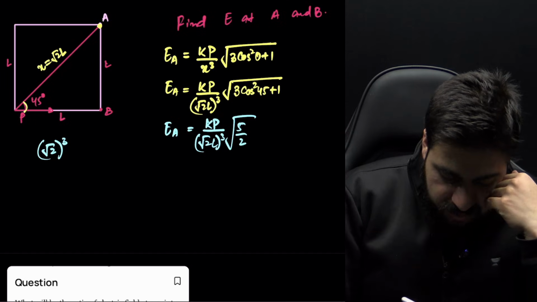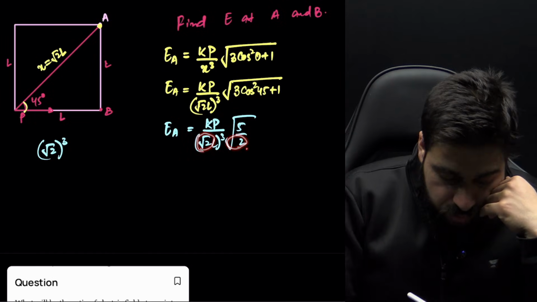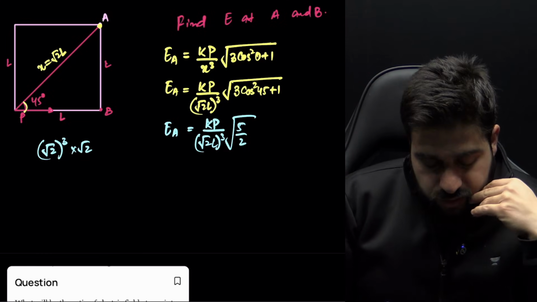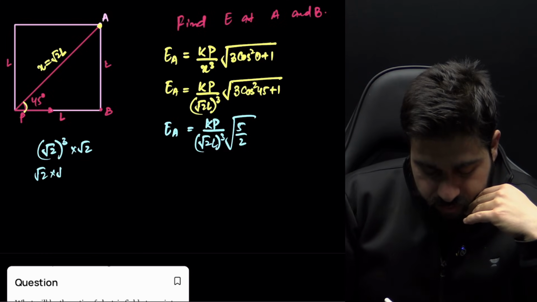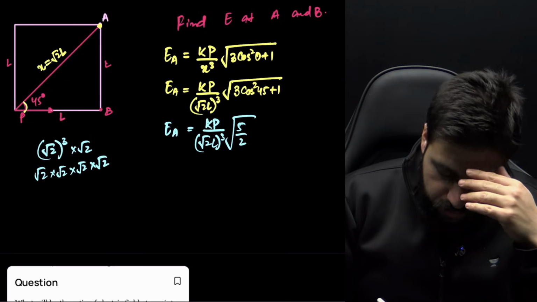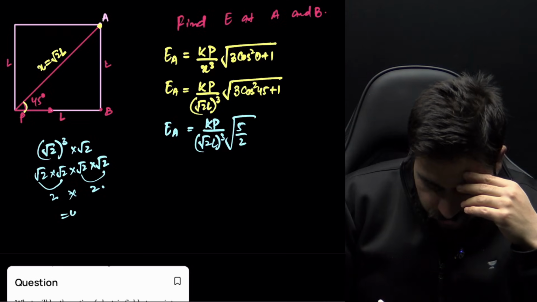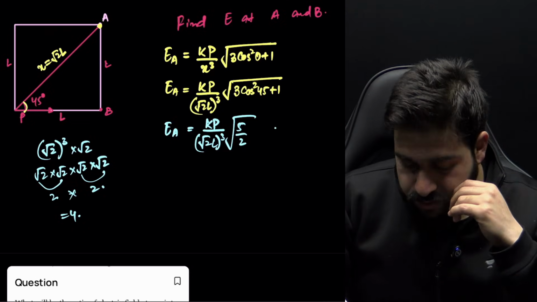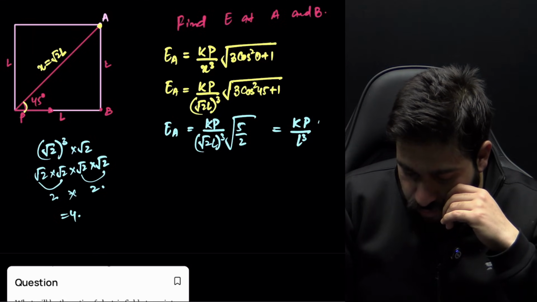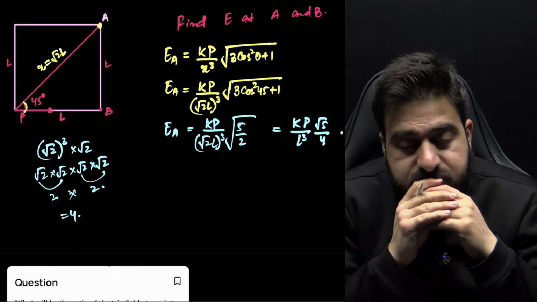Now, how many root 2's here? Root 2, 3 times, and root 2, 1 time. Total is 4 times root 2. So it is root 2 into root 2 into root 2 into root 2. Root 2 into root 2 is 2, root 2 into root 2 is 2, and 2 into 2 is 4. Overall, it is 4. So the answer is going to be Kp divided by L cube, root 5 divided by 4. This is going to be the answer.